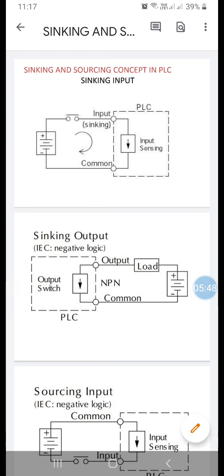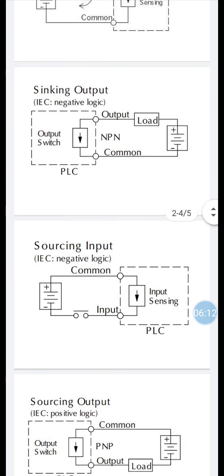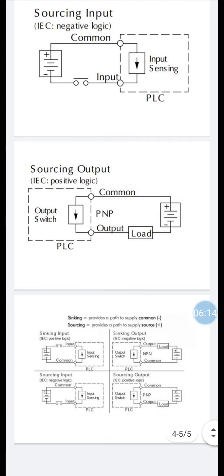By applying the circuit principles to all the four possible combinations of input, output, sinking and sourcing types, there are four types of circuits. They are sinking input, sinking output, sourcing input, sourcing output, and the last one is the combined diagram, showing sinking input, sinking output, sourcing input as well as sourcing output.